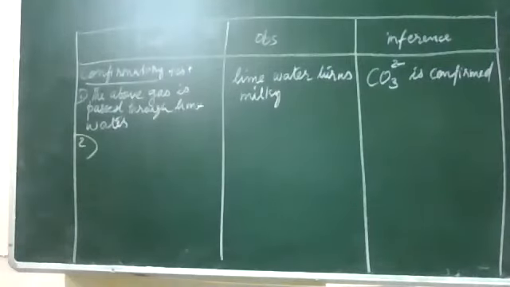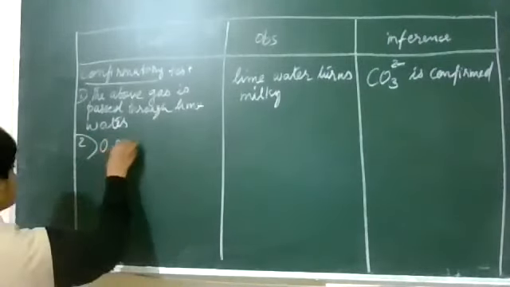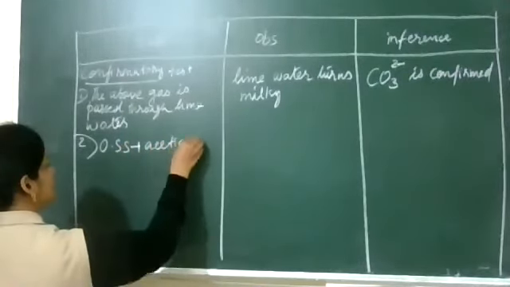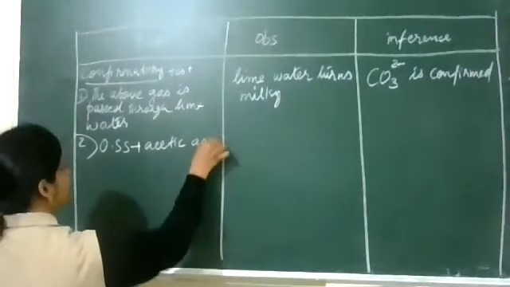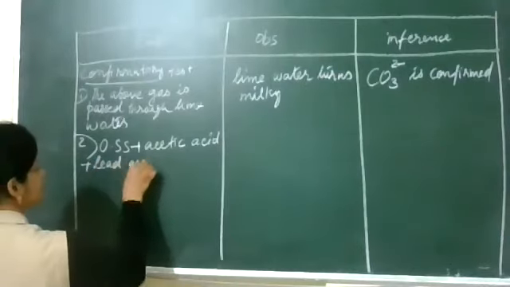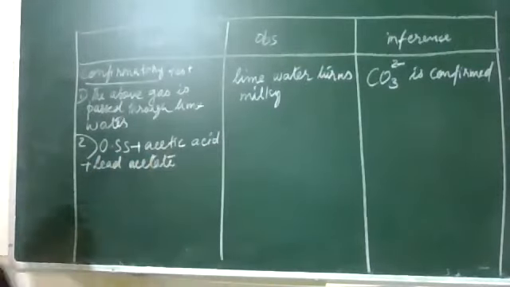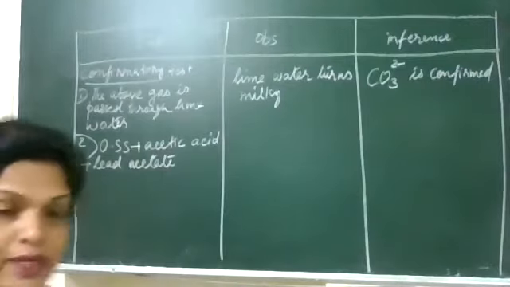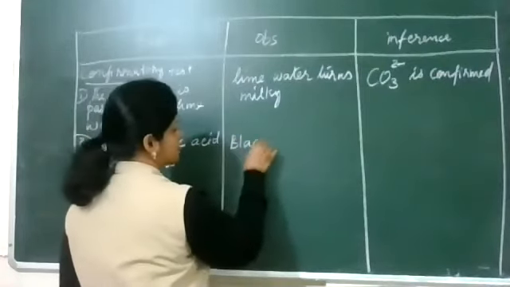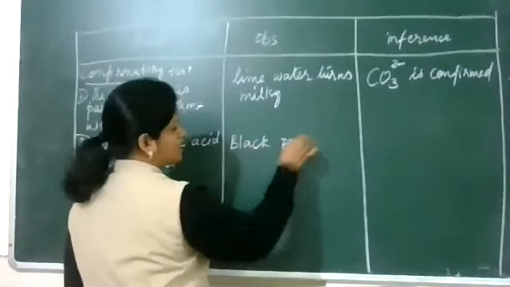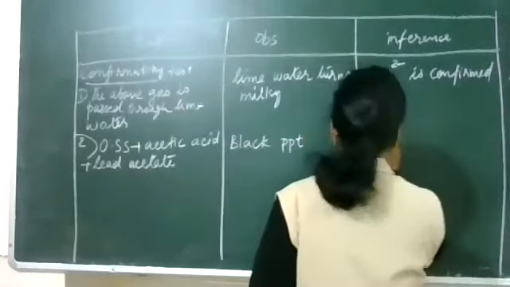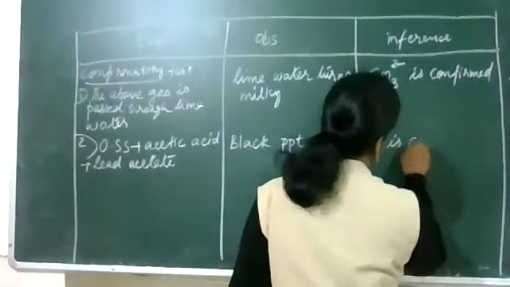For that, OSS, ordinary salt solution, plus acetic acid, and plus lead acetate. If you are getting a black precipitate of lead sulfide, then S2 minus is confirmed.